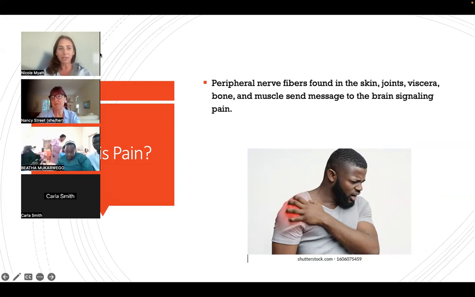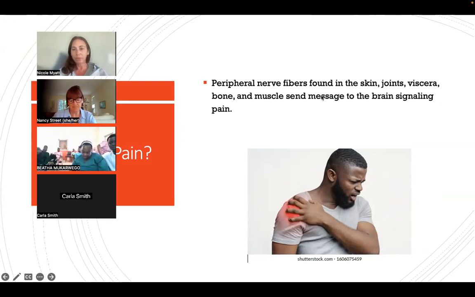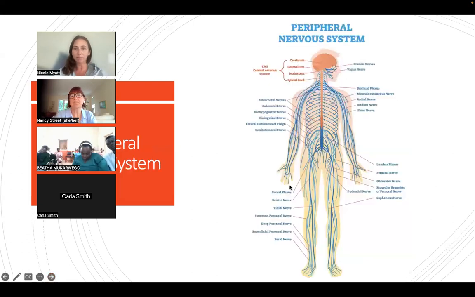So what is pain? Pain is when the peripheral nerve fibers found in the skin, the joints, the viscera, the bone, and muscles send a message to the brain signaling pain. So basically a stimulus happens in the exterior or in one of the organs, and it sends a message to the brain saying that something's wrong.